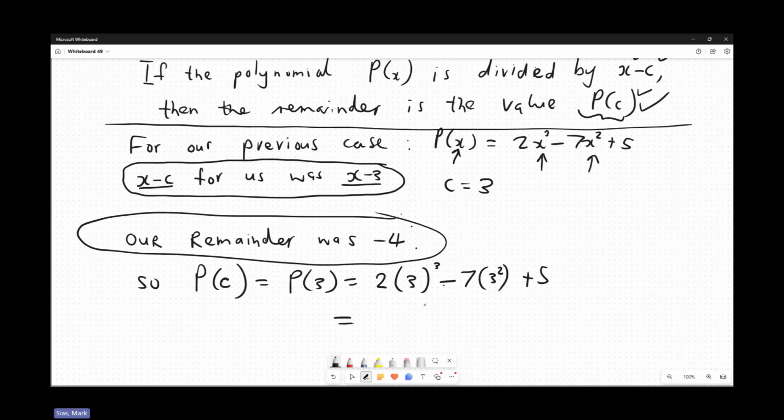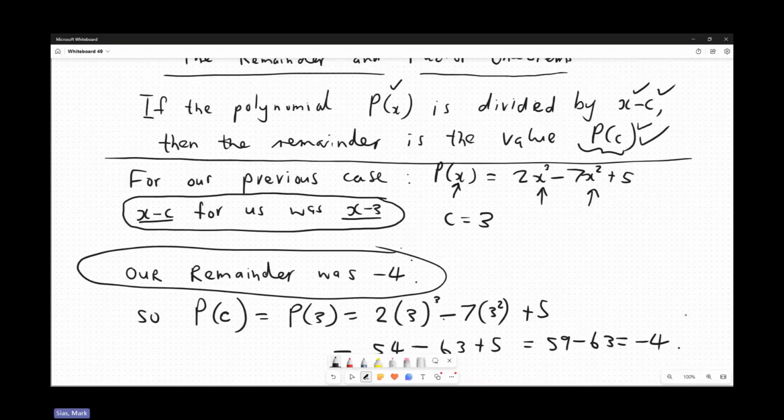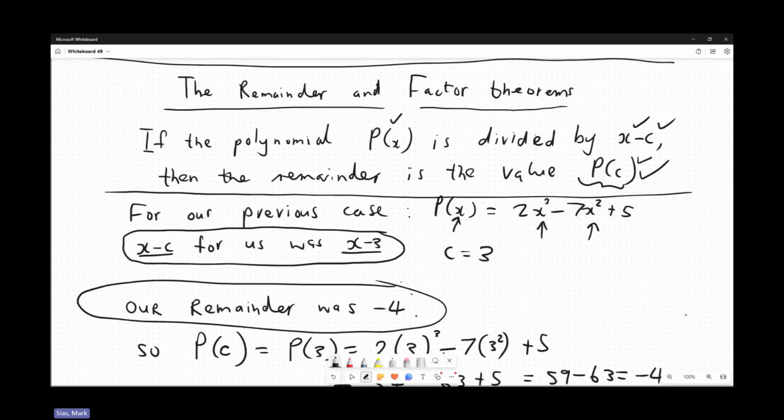So 2 times 27 is 54. Minus 7 times 9 is 63. Plus 5, that's 59. Minus 63. And the theorem holds. It's minus 4, as expected. So that's the beauty of that theorem. Okay? You can already predict what the value of the remainder is before you started with the problem.